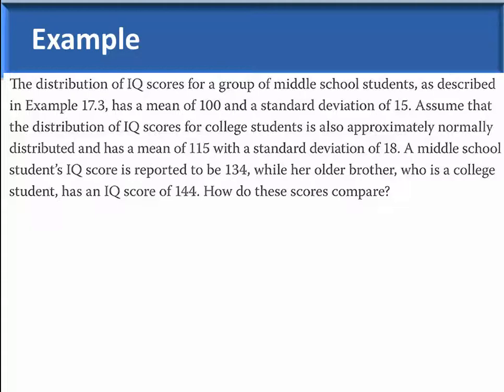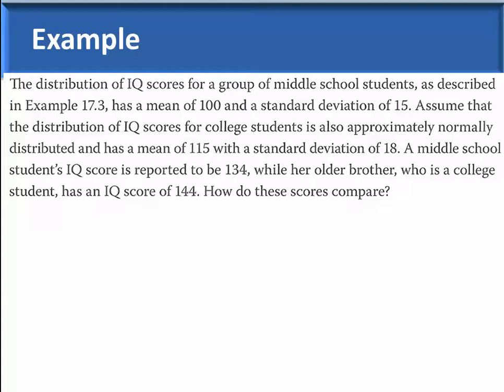So in this example, the distribution of IQ scores for a group of middle school students has a mean of 100 and a standard deviation of 15. Assume that the distribution of IQ scores for college students is also approximately normally distributed and has a mean of 115 with a standard deviation of 18. A middle school student's IQ score is reported to be 134, while her brother, who's in college, has an IQ of 144. How do these scores compare?